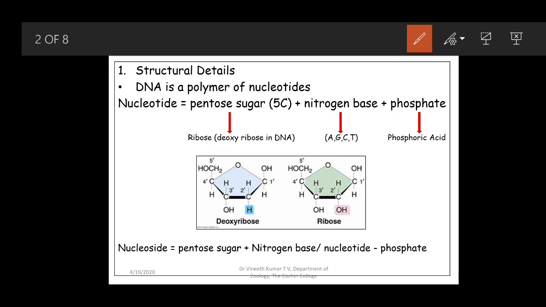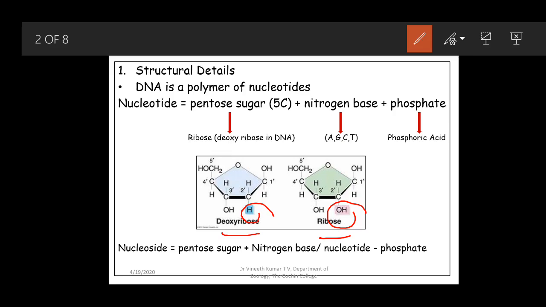So here in the diagram you can see the difference between the deoxyribose and the ribose. The difference is with the hydroxyl group present at the 2' carbon. In the case of deoxyribose, that is with DNA, you can see that at the 2' carbon, instead of a hydroxyl group, you have a hydrogen, but in the case of ribose it is a hydroxyl group. So when this hydroxyl group is replaced by hydrogen in the case of DNA, it is called deoxyribose, and it is normal ribose in the case of RNA.